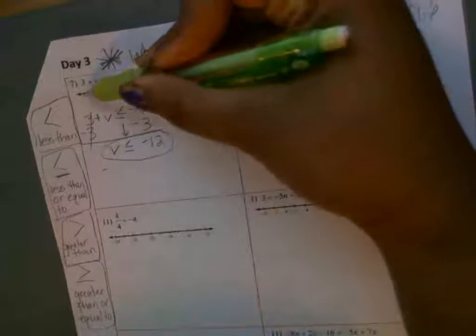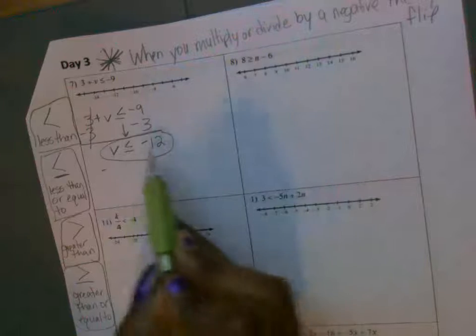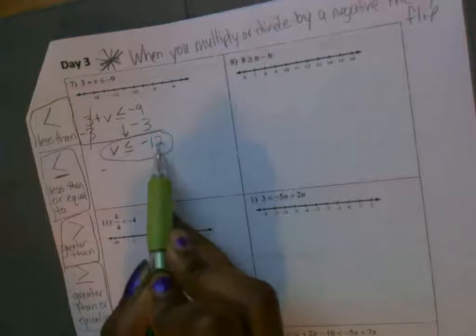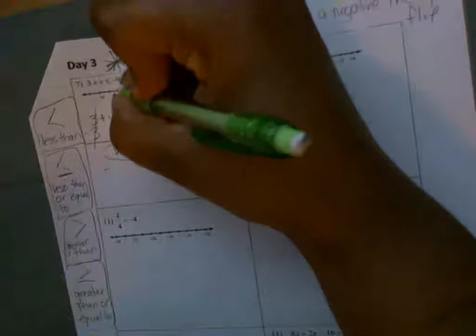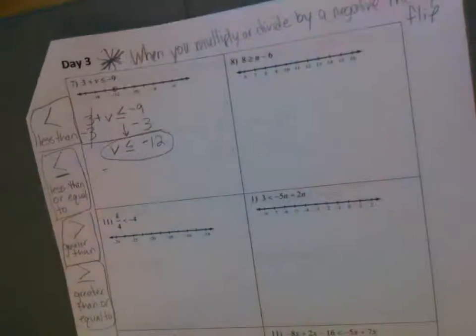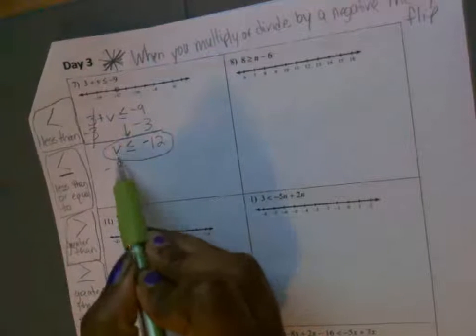So you see this little graph up here? I'm going to graph this inequality. I find this number on the number line and put a circle on the number line above that number. So I find -12 and I put my circle above -12. I'm going to shade in all the values that I can possibly put in for V.